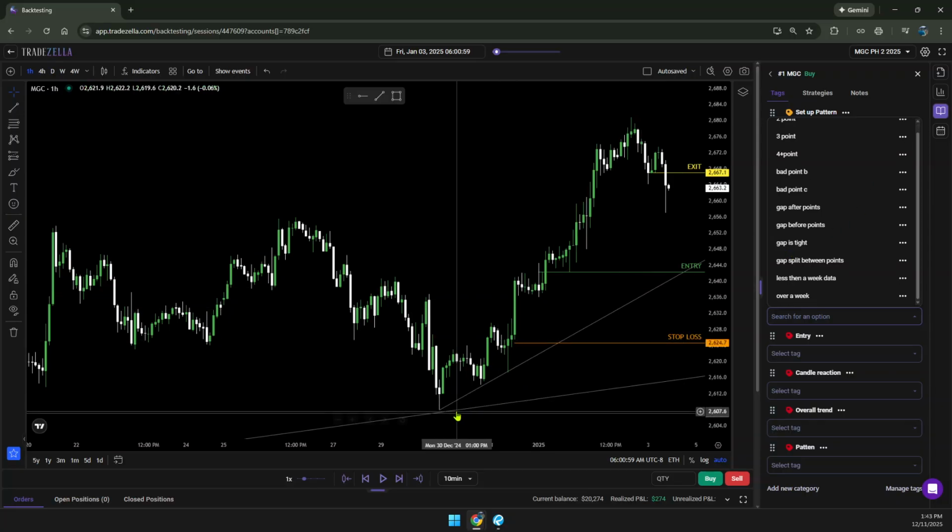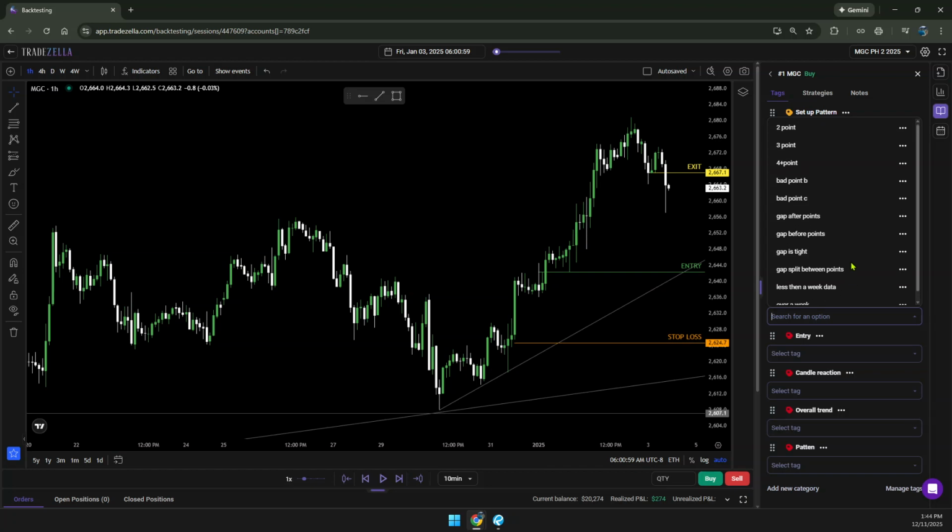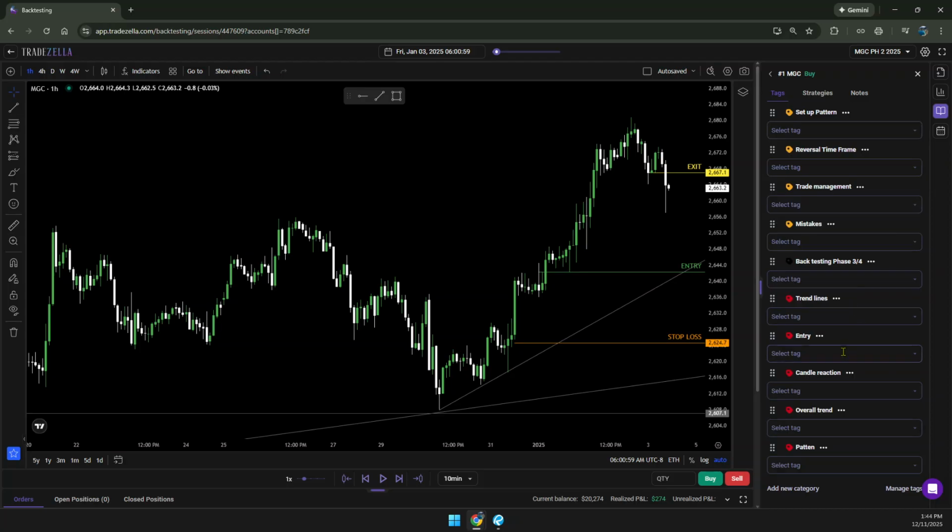Those are just how I terminologize it. Gap is tight, meaning that the price was just moving really close to the trend line. Did I have less than a week's worth of data? Did I have over a week? This turned into 30 candles pretty much. But these are the things. What was the trend line like? I wanted to know what the trend line was like.